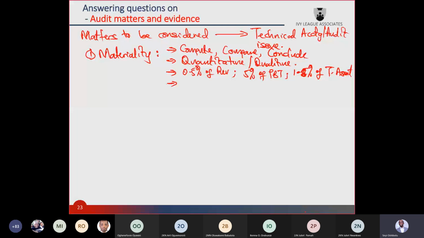Now, what I wanted to emphasize is this. Sometimes when you do 5% of PBT, it may not be the PBT. It may be the normalized PBT. When I say normalized PBT, what do I mean?